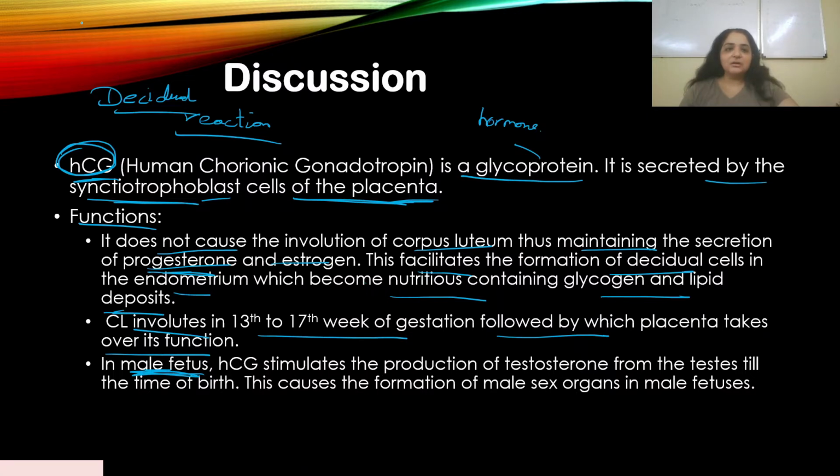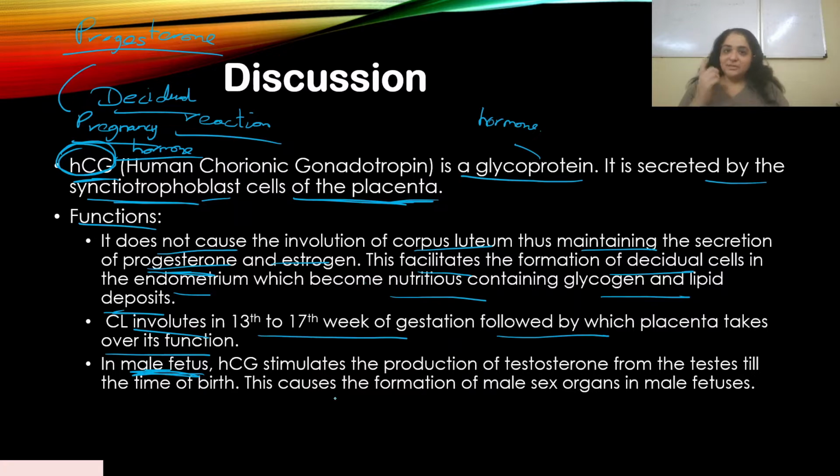Just remember, progesterone is the pregnancy hormone. Just think of it this way: if you want to remember, it is a pregnancy hormone that maintains the pregnancy throughout the gestation period. So first the corpus luteum does it. Once the job is done and the placenta has developed, the corpus luteum's job is done, and the placenta takes over. So that is one job of HCG.